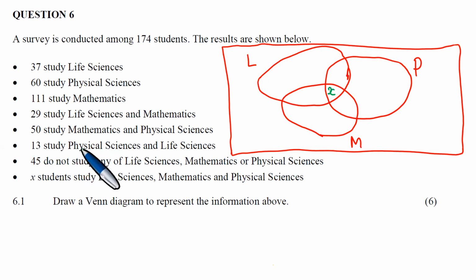13 students study physical sciences and life sciences. Physical sciences and life sciences, there must be 13, but you already have X here. So which means that we shall have 13 minus X.